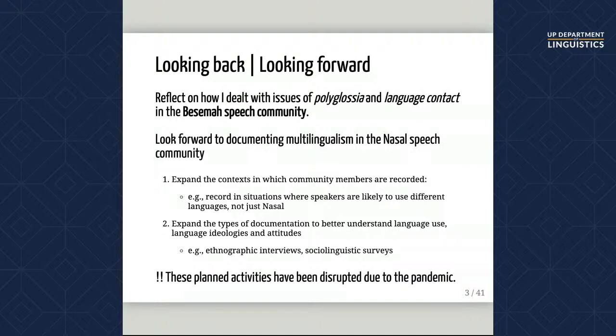So this is not just places where people speak Nassau, but where they speak other languages as well. And this would also expand to different types of documentation, like looking at language use, language ideologies, and attitudes through ethnographic interviews and sociolinguistic surveys. I'll have to note that some of these planned activities that I have been planning on doing in the Nassau speech community have been disrupted due to the pandemic.